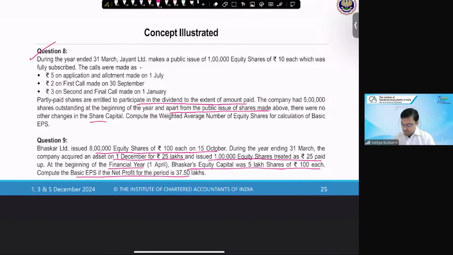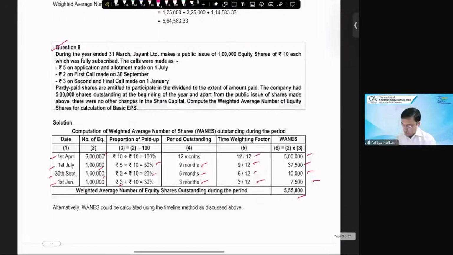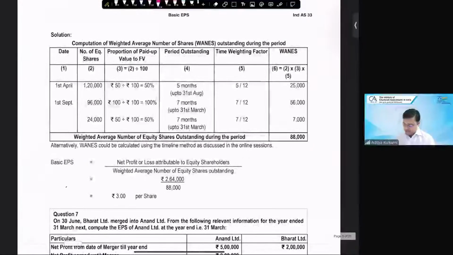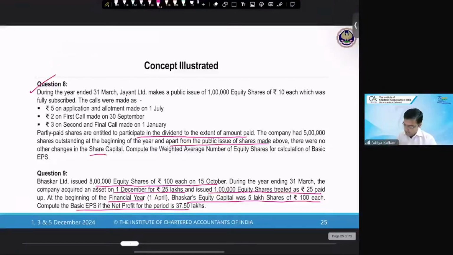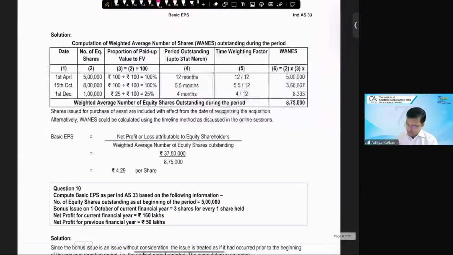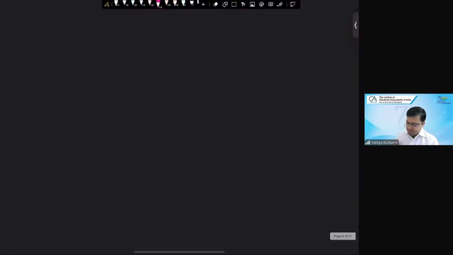So, what is the opening capital? 5 lakh shares. So, we'll quickly run through this. Opening capital, 5 lakh shares. This is there for the entire 12 months.